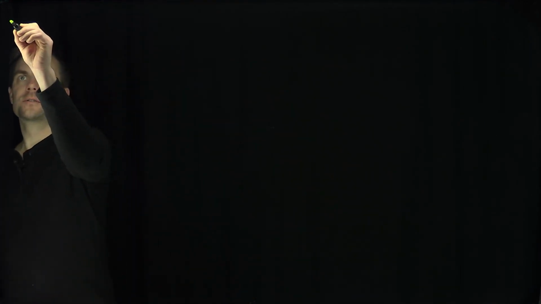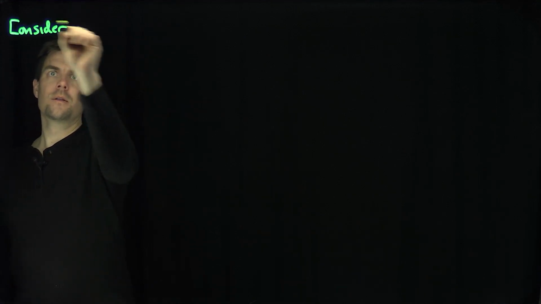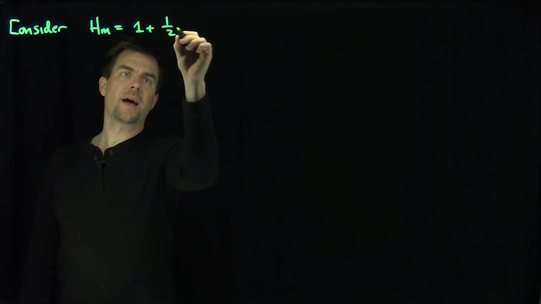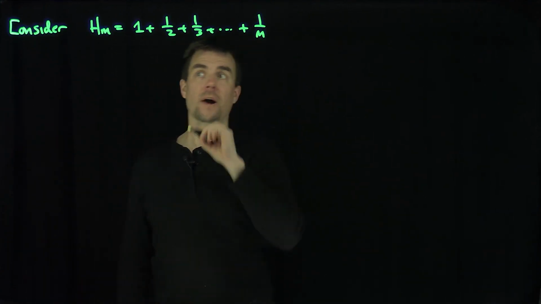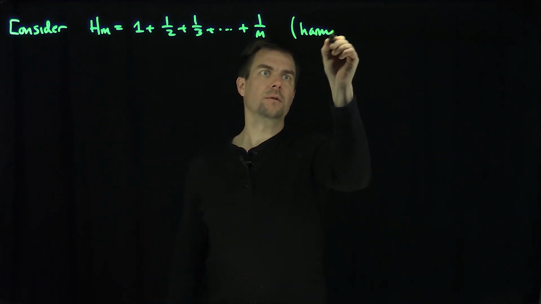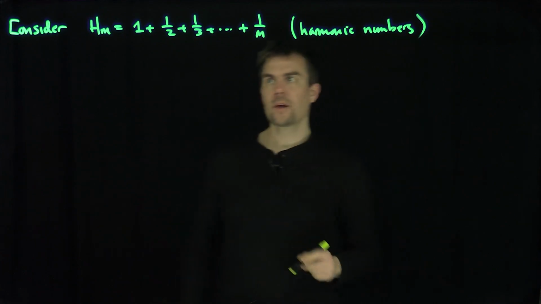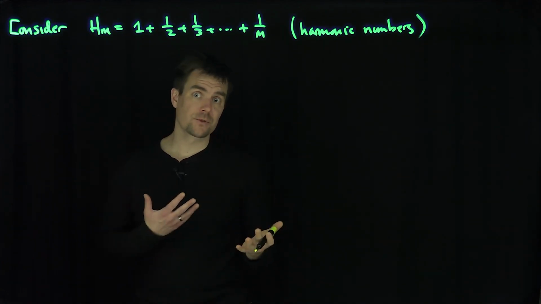Hello students, in this video we'll discuss the Euler Mascheroni constant. Let's consider the numbers H_m, which are 1 plus 1/2 plus 1/3 plus all the way down to 1 over m. These numbers are the harmonic numbers. We know harmonic numbers increase without bound. These numbers tend to infinity as m tends to infinity.